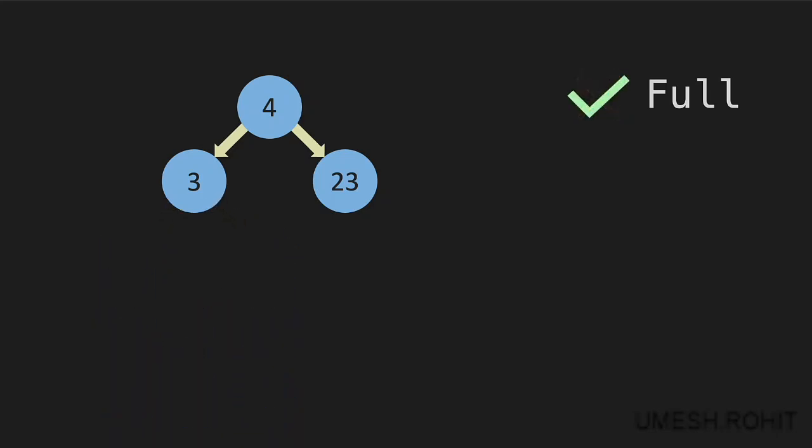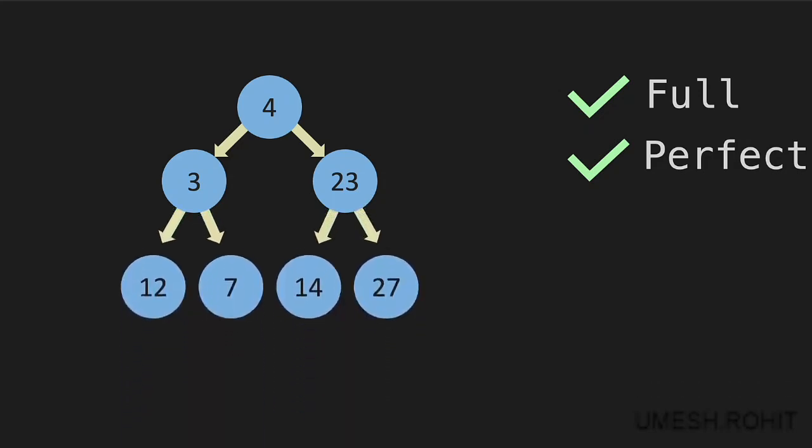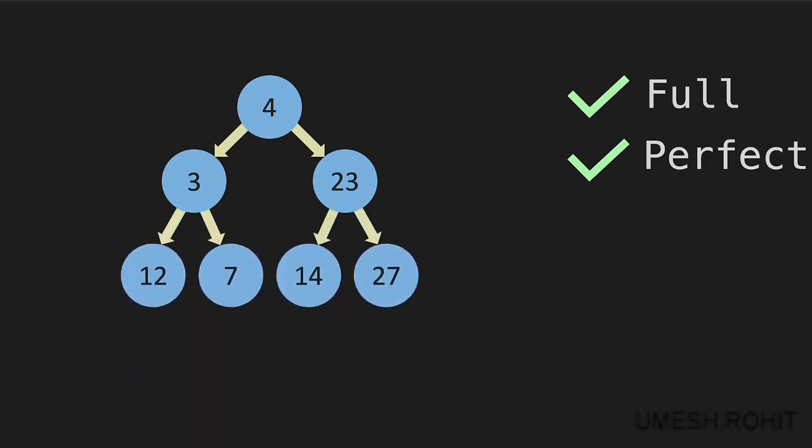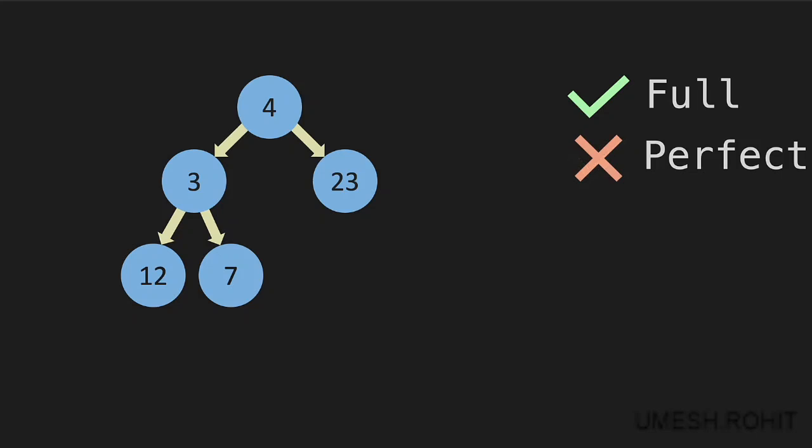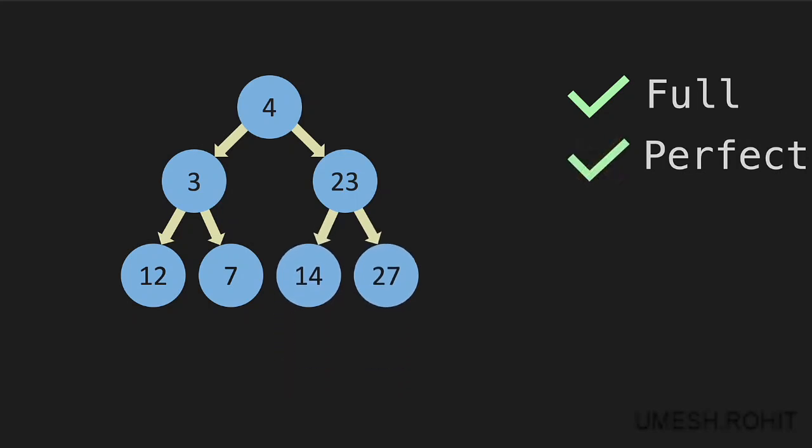And if we remove these two, it is still full, but it is also something else. It is perfect. With a perfect tree, any level in the tree that has any nodes is completely filled all the way across. So this is also a perfect tree. But if we remove these two, it is no longer perfect, but it is still full. So let's bring these two back. So a perfect tree is also something else.